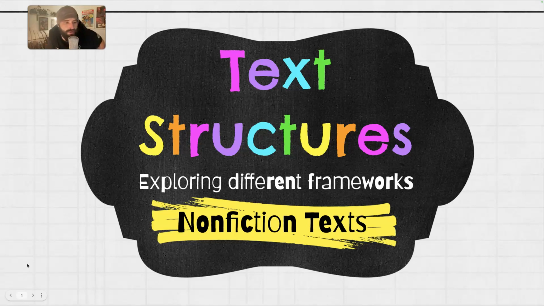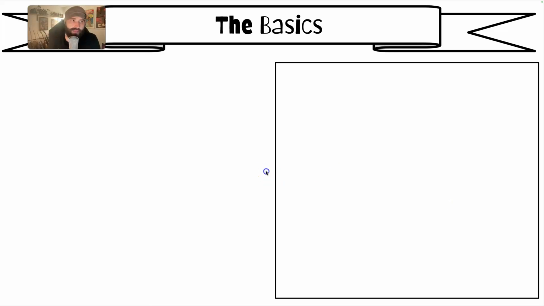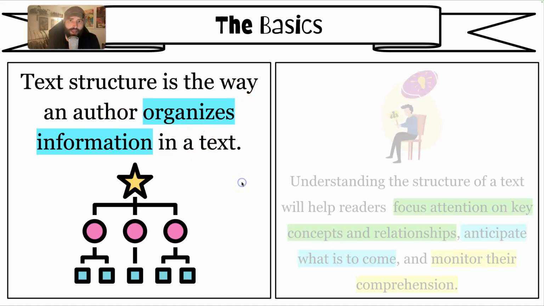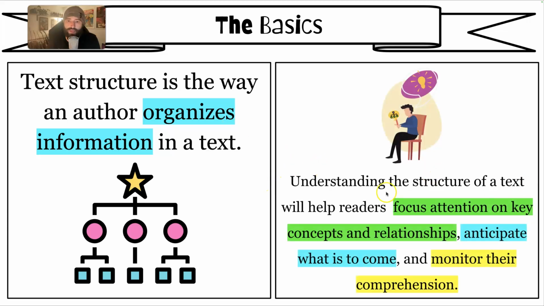Hello everyone. So in today's video, we're going to talk about text structures. We're going to learn about what text structures are and then the different types. So a text structure, first definition here in top left corner, is a way an author organizes information in a text. And so when we understand the structure of a text, it will help us focus our attention on key concepts, anticipate what is to come, and monitor our comprehension.